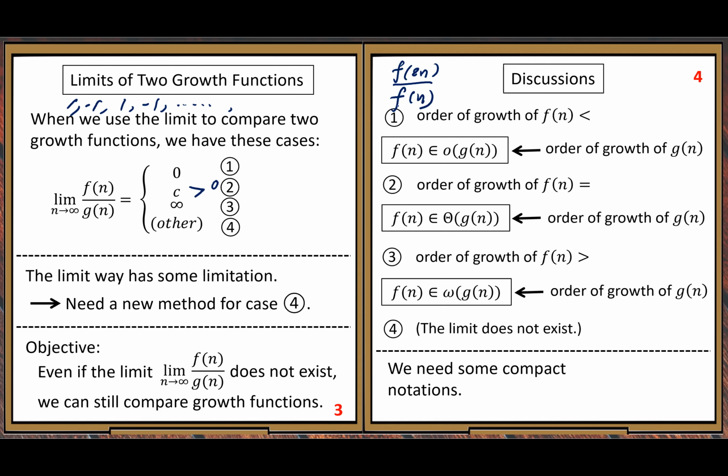Set concept. This is an element, right? f of n, a function. We treat that function as an element in the set. So this notation means belongs to, or is contained in, the set. An element in the set. That's the meaning.